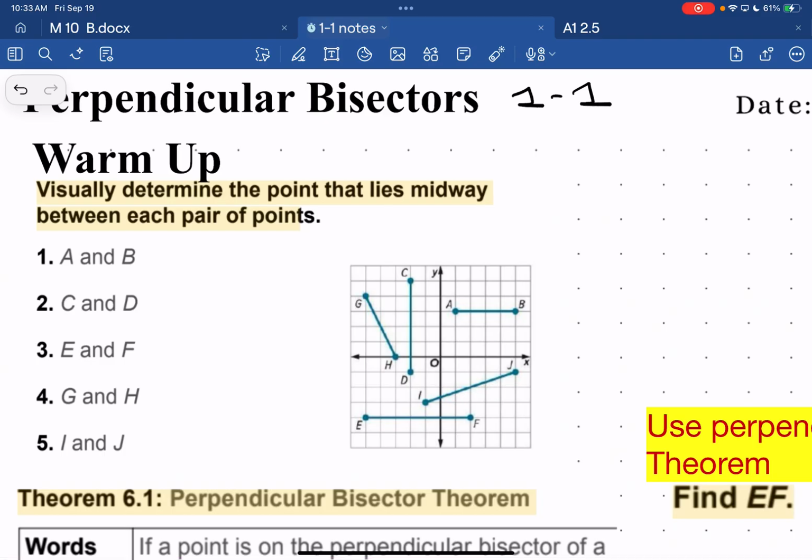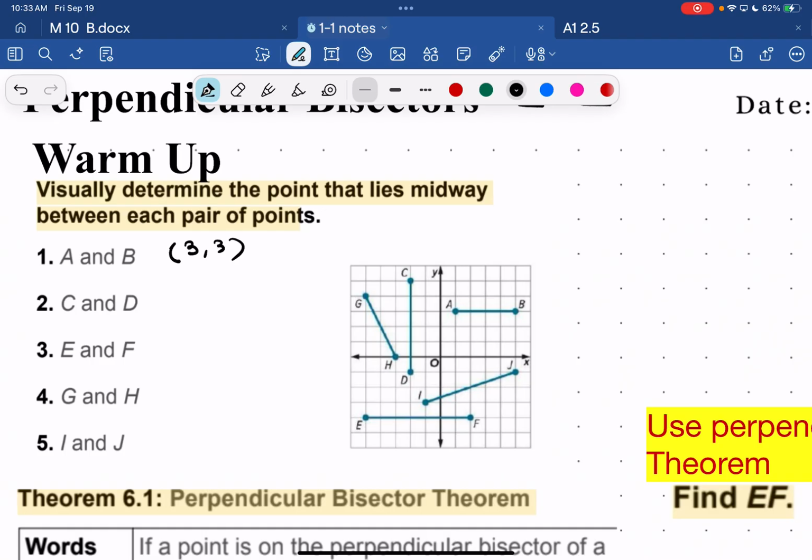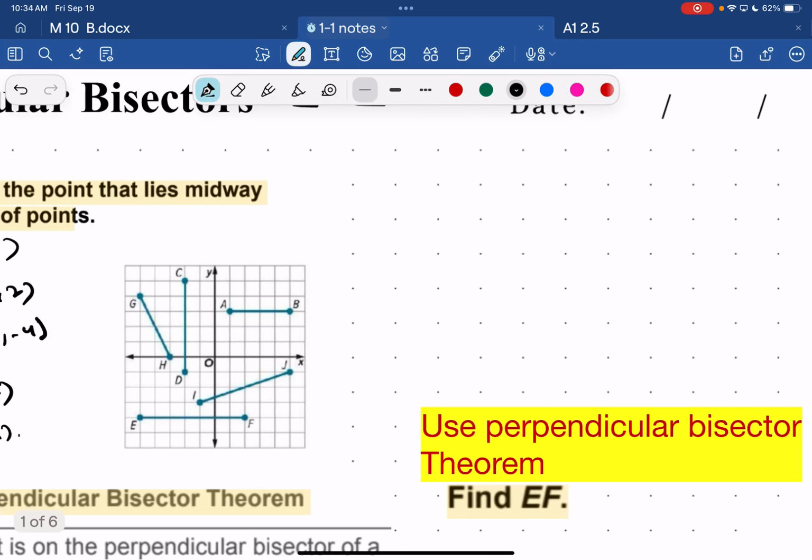Okay. So who is going to give me the midpoint of AB? Go ahead. 3, 3. Midpoint of CD. Go ahead. Negative 2, 2. Midpoint of EF. Ethan. Negative 1.5, negative 1. Go ahead. Negative 4, 2. And IJ. Go ahead. 2, negative 2.